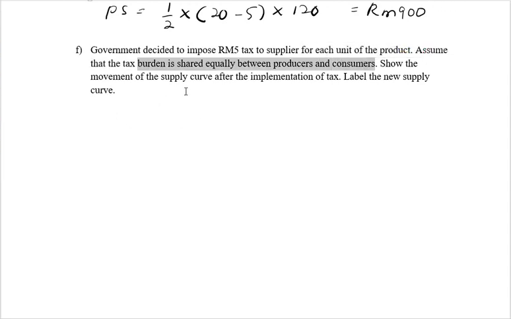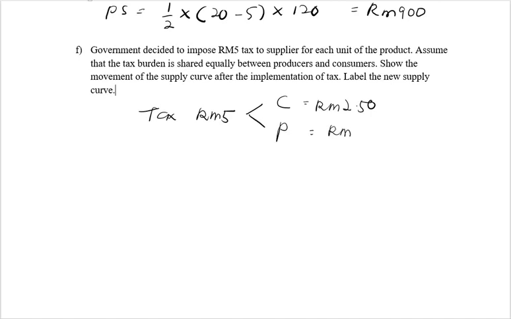Meaning, okay, for you to understand the statement here, it says that the government gives a tax of RM 5 and the tax is shared equally between consumers and producers. So producers pay half, consumers pay another half. So the consumer will pay RM 2.50, the producer will pay another RM 2.50. So what we are going to get is the new price for the product after the tax, which is an additional 2.50 ringgit.